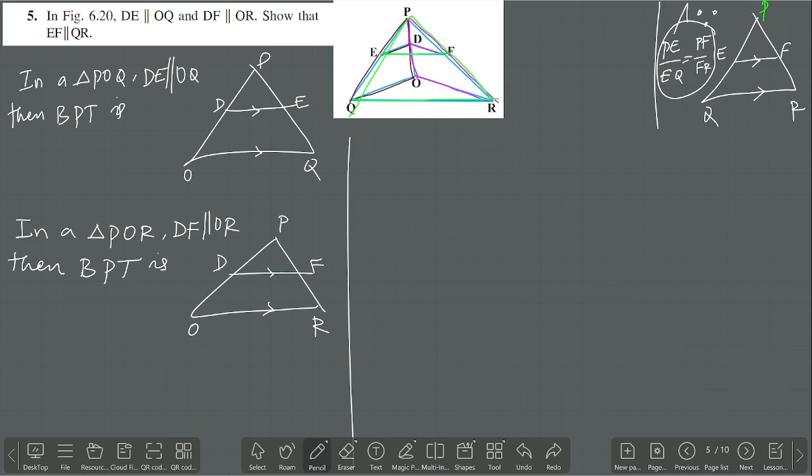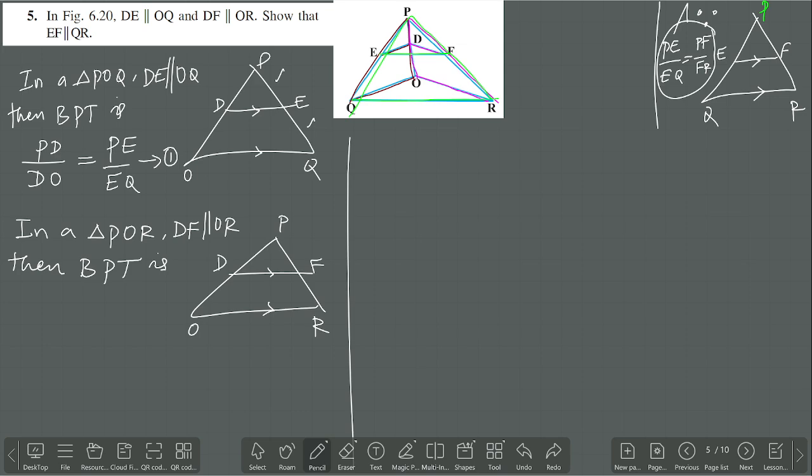PE divide what is it? EQ. PE divide EQ. Then first half divide second half. That is what we are going to do. Shall we go now? Right. Write this now: PD divide DO. Write D and O a little carefully. Equal to PE divide EQ. Answer number 1, let it be.